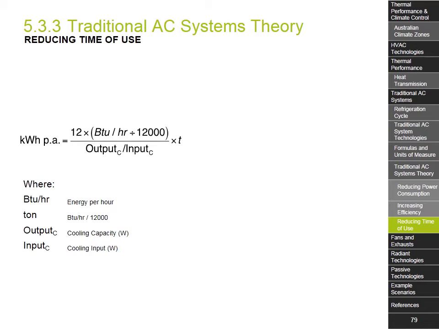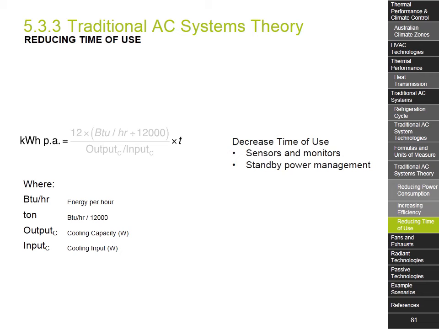Behavioral changes are also a significant factor in the effective use of an air conditioning system. By reducing the time of use, we can significantly decrease the total kilowatt hours consumed. In addition, minimizing the running time of any equipment, especially in commercial sectors, will increase the potential life of the asset, therefore reducing maintenance costs. Time of use can be decreased by installing sensors and monitors and managing standby power consumption.